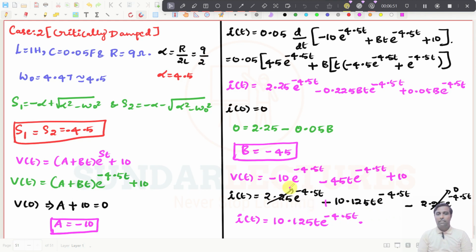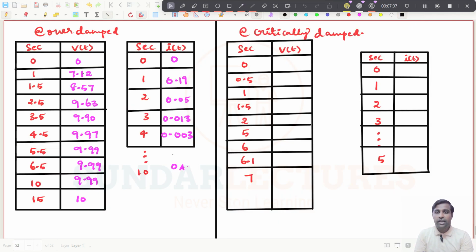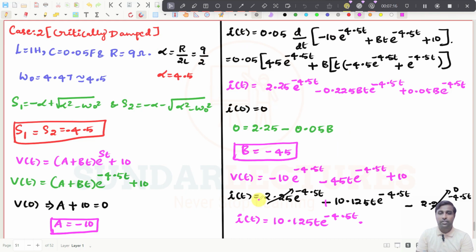What is our aim now? We have to substitute t from 0 to 10 in the I of t and V of t expressions, and compare what happens in the over damped condition and in the critically damped condition. I will tabulate it and show you. Here, this is for the over damped condition, and this is for the critically damped condition. You just substitute the values in these two expressions, and that is what we are getting here.